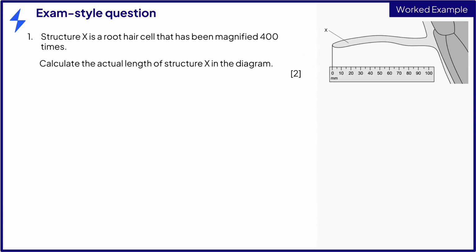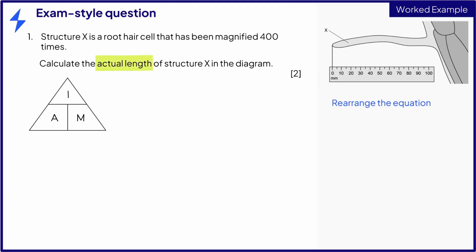We need to start by rearranging the equation. We're looking for actual size, A, so we remove this from the triangle, leaving us with I over M. Our new equation is therefore actual size equals image size divided by magnification. We've been given magnification in the question, so we now just need to measure the image size.